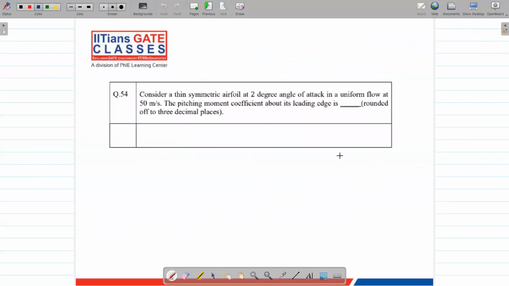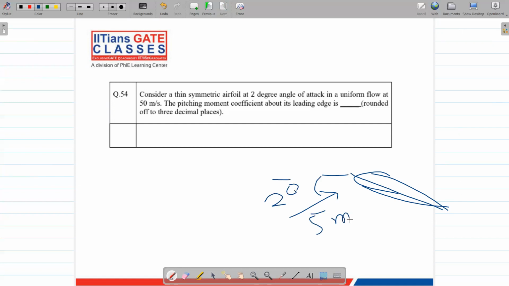Now the last question here. Consider a thin symmetrical airfoil at angle of attack 2 degrees in a uniform flow at 50 meters per second. So you have a very thin symmetrical airfoil. Let me draw a thin symmetrical airfoil, which takes us back to the concepts of thin airfoil theory. So the angle of attack is basically 2 degrees and the velocity is 50 meters per second. The pitching moment coefficient about the leading edge is?